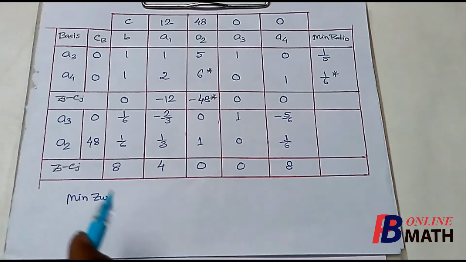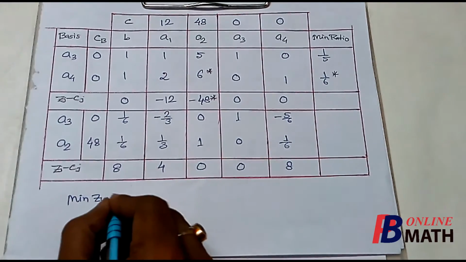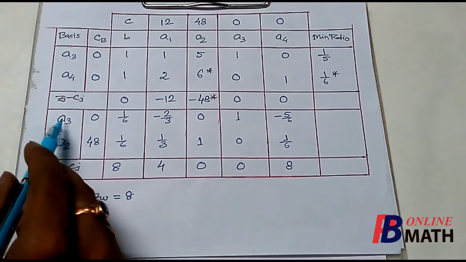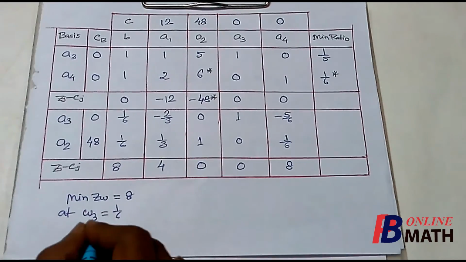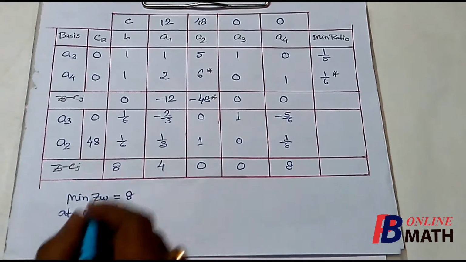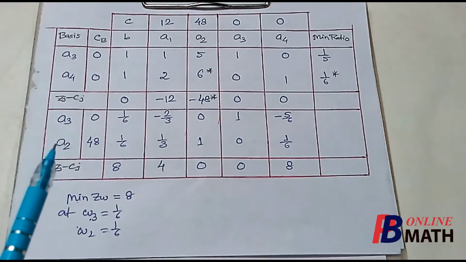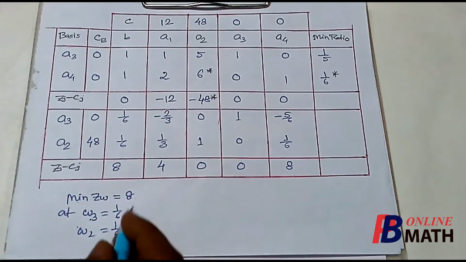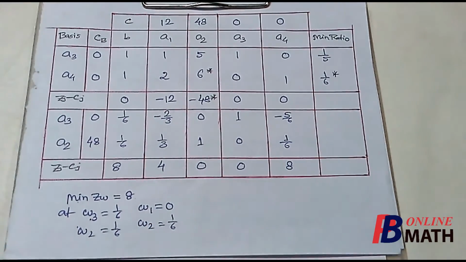If we write the solution of the dual problem, then we find that minimum z omega is equal to this value 8 at a3 equal to 1 by 6. That means omega 3 equal to 1 by 6 and a2 equal to 1 by 6. So omega 2 equal to 1 by 6. So here we find that the dual variable a1 is not present in the final basis. So the solution of the dual problem will be min z omega equal to 8 at omega 1 equal to 0 and omega 2 equal to 1 by 6.